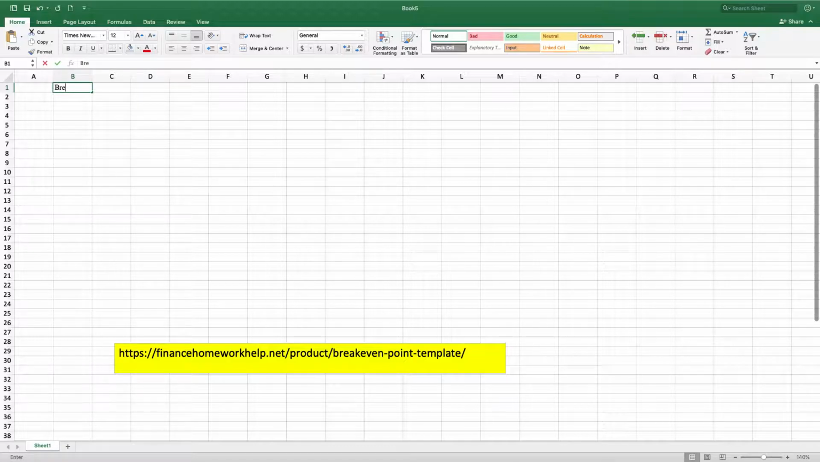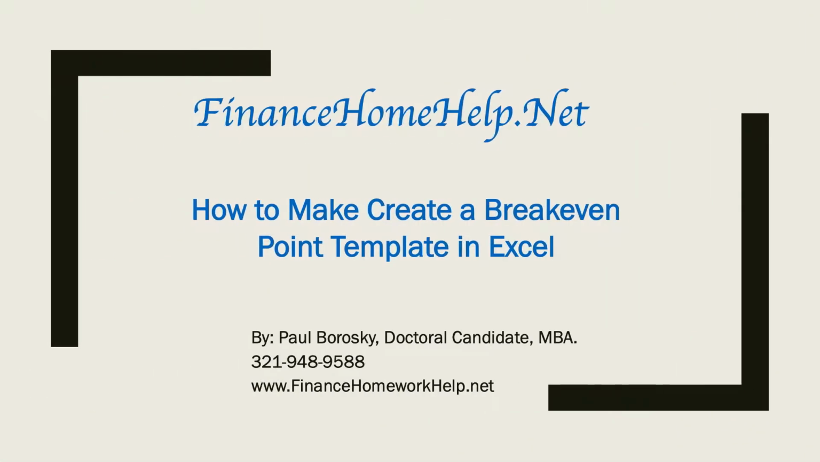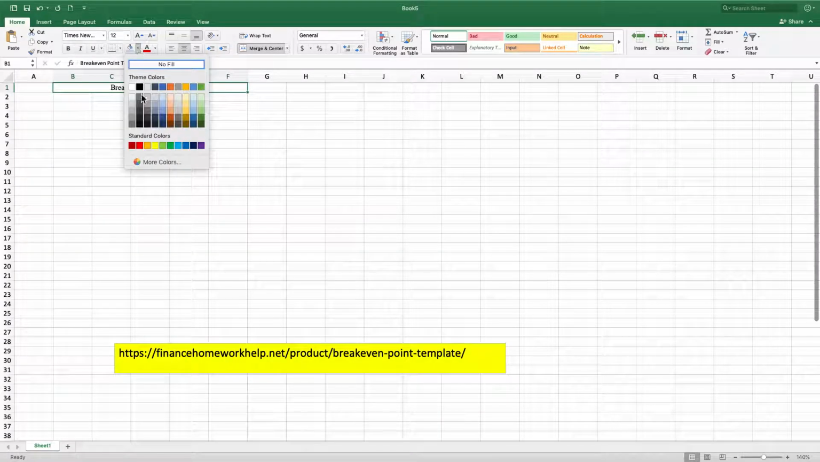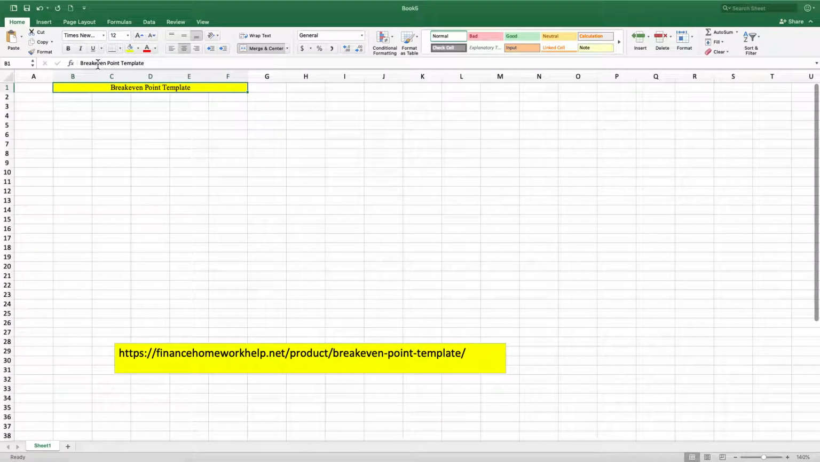So the first thing we're going to do is make a title for this, and we'll call it Break-Even Point Template. And next, we're going to merge these cells. We'll take it over to G. Actually, we'll take it to F, and we'll merge these cells here. Once we get the cells merged, I like to do all my titles in yellow, and I also like to make sure all my titles are bold as well.